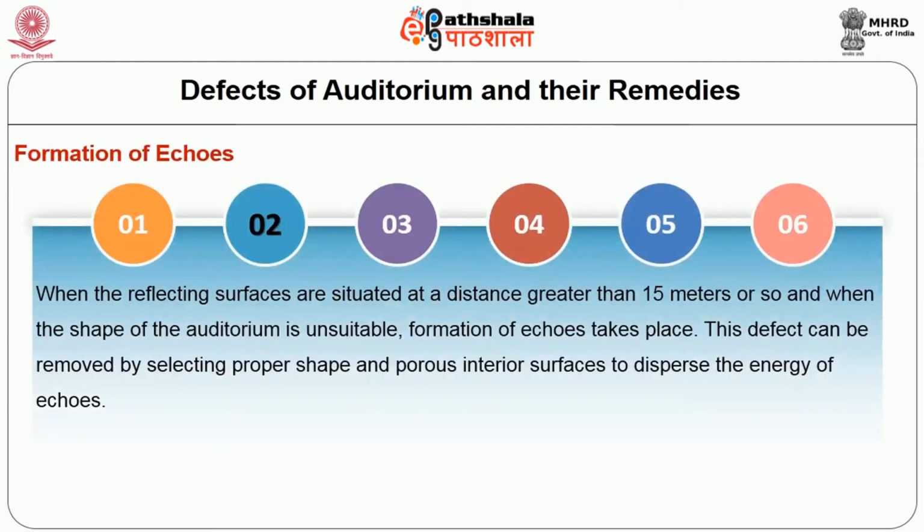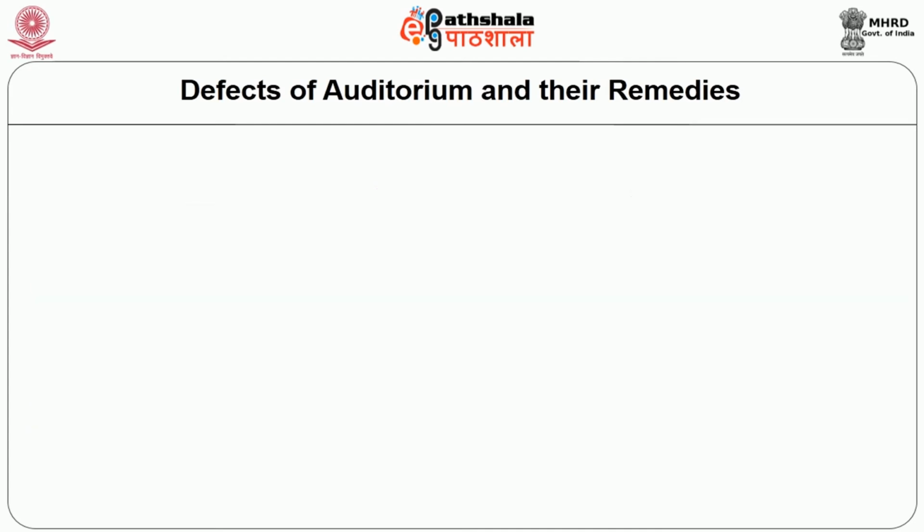Formation of echoes. When the reflecting surfaces are situated at a distance greater than 15 meters or so, and when the shape of the auditorium is unsuitable, formation of echoes takes place. This defect can be removed by selecting a proper shape and porous interior surfaces to avoid the echoes.